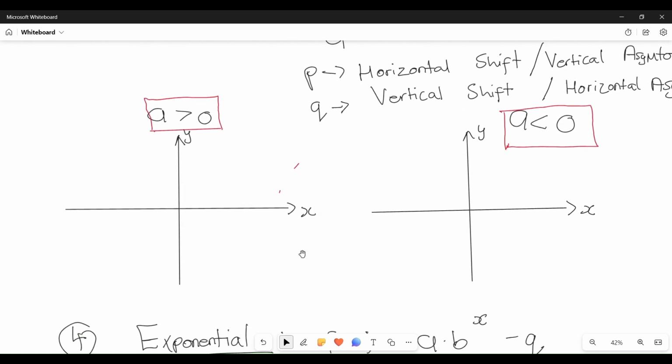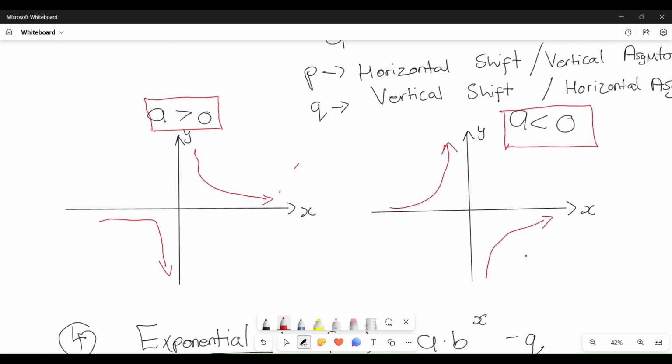Now, how does a determine the shape of our hyperbola? If a is positive, then our graph will be sketched in the first quadrant and also in the third quadrant. This is how our function would look if a is positive. But if a is negative, then our function will be drawn in the second quadrant and also in the fourth quadrant. So that's how a determines the shape of our hyperbola.